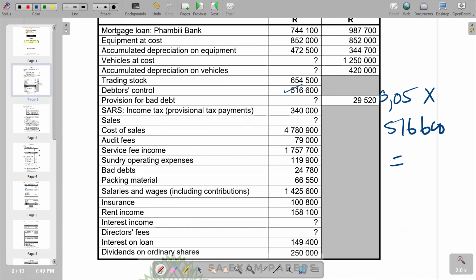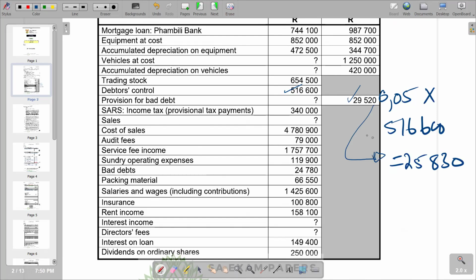You get your answer, which is 25,830. We compare this 25,830 with the level of provision for bad debts for the previous period, which is given here in the list as 29,520. So it means there's a movement from 29,520 to 25,830. We see that there's a decrease.